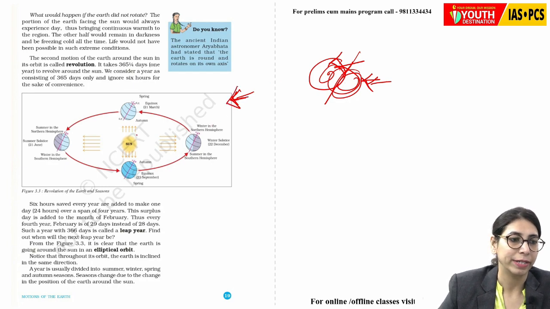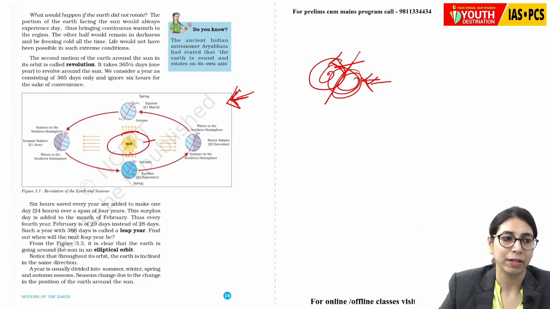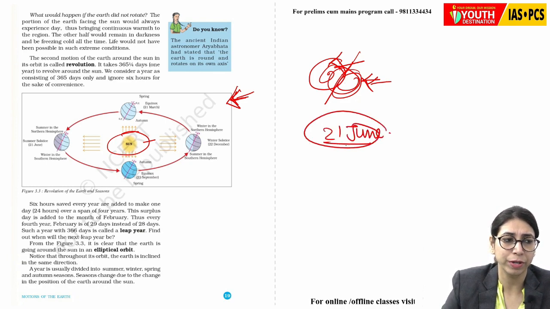So now look at this diagram. This is a very comprehensive and easy diagram to understand. It shows the sun and the earth revolving around it in an elliptical path, right? So on 21st June, what would happen? 21st June is known as the summer solstice, right?